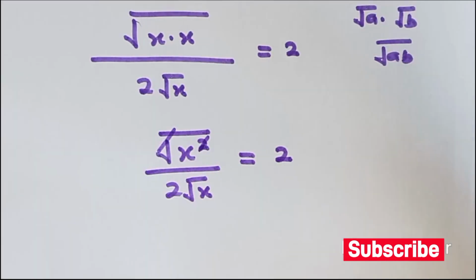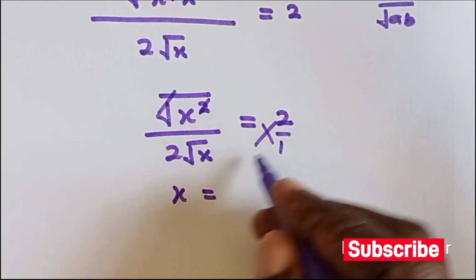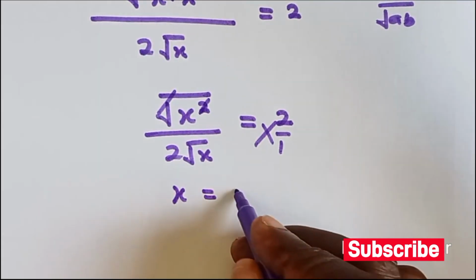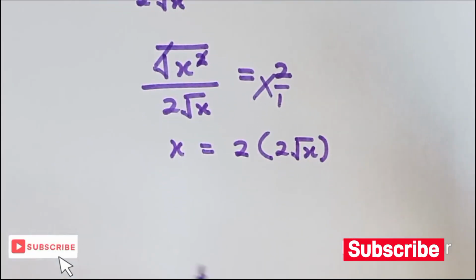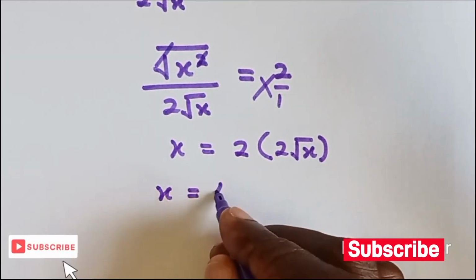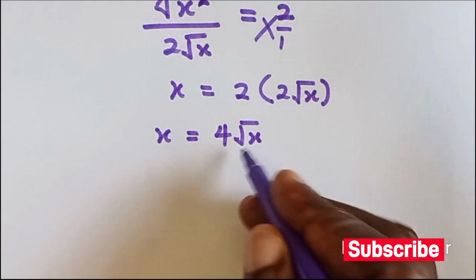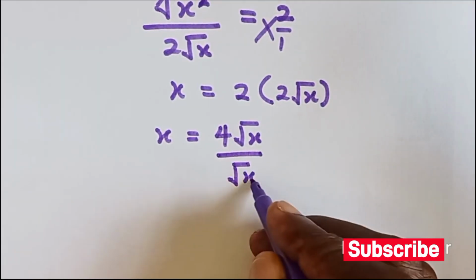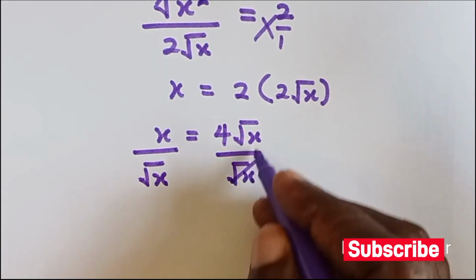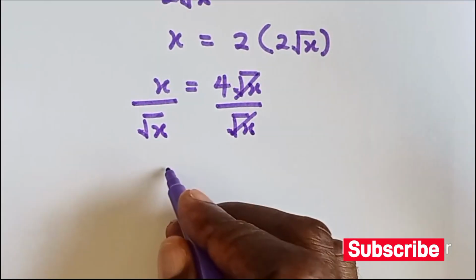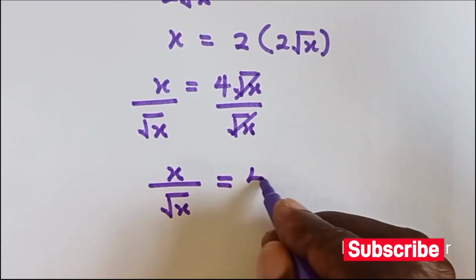The square cancels the square root, so we have x equals, and then when you cross multiply, this multiplied by this, we have 2 multiplying 2 root x. That gives 4 root x. Now let's divide both sides by root x. This side divided by root x, and this side divided by root x. Then root x cancels root x. We have x over root x equals 4.